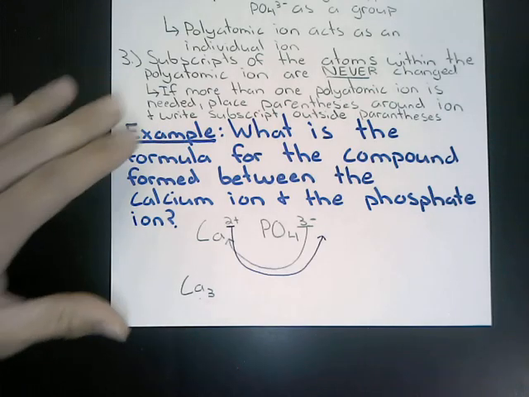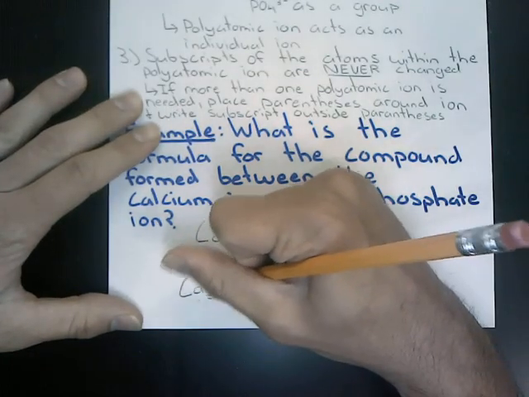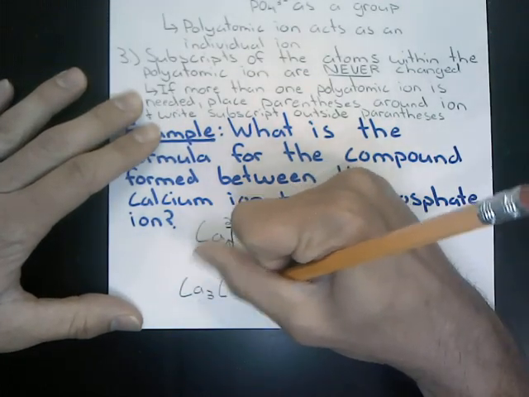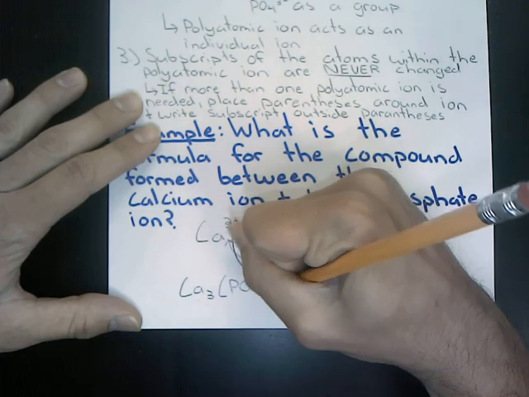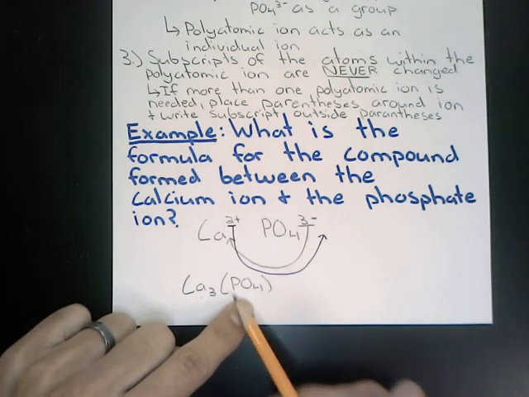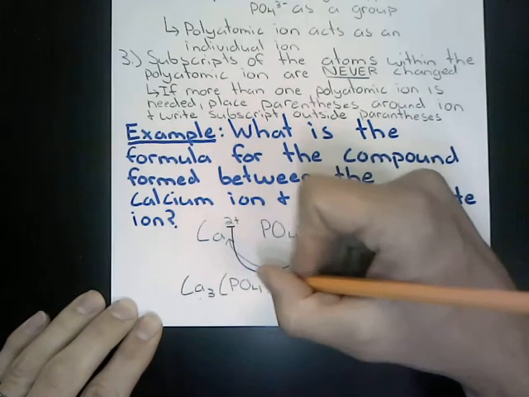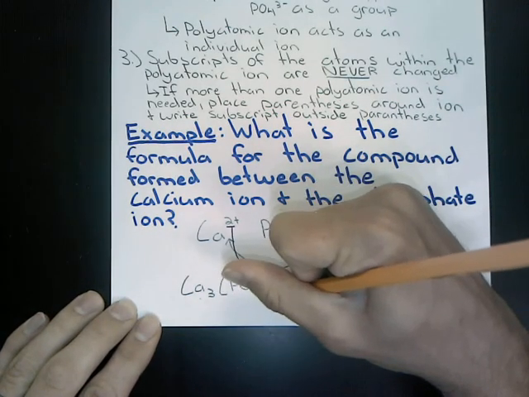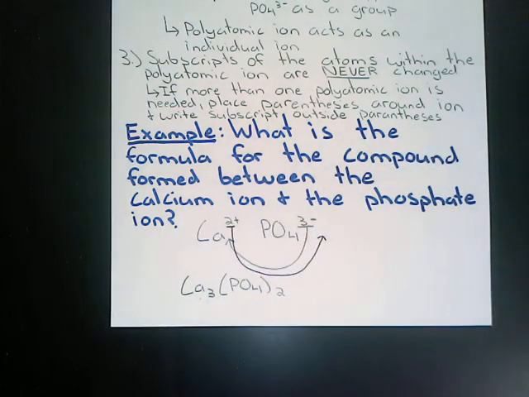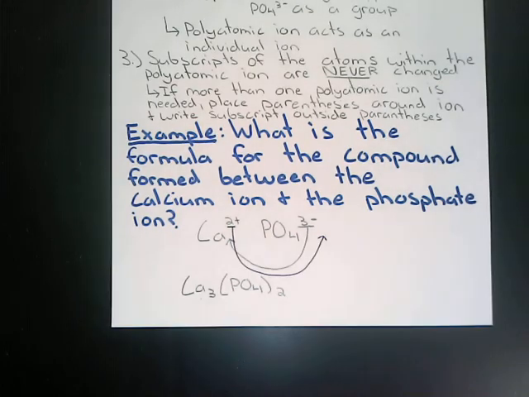So to write that formula correctly, because we need 2 PO4s, we put PO4 in parentheses. Notice how that is the same formula, and because we need multiple of these phosphates, these PO4, we put outside the parentheses a subscript of 2. We did that because we needed more than one of these PO4s.